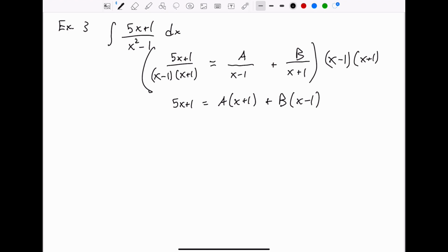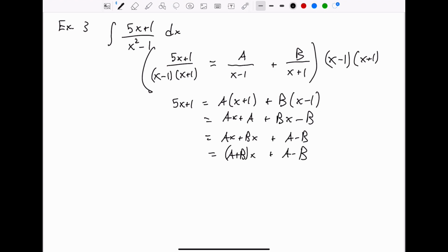Now I want to expand this out and try to group like terms. Ax plus a plus bx minus b. Now I want to group terms according to multiples of x. I have an ax and a bx, so I group those together. And then I have two constants, a minus b. I can factor out an x in these first couple of terms, and I have a plus b times x plus a minus b. This equals 5x plus 1.